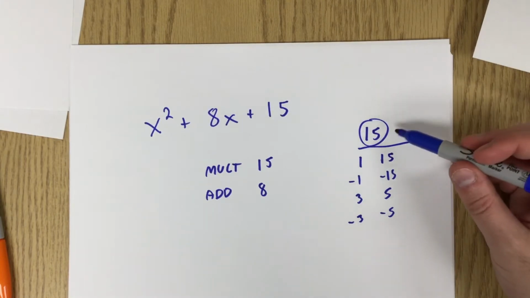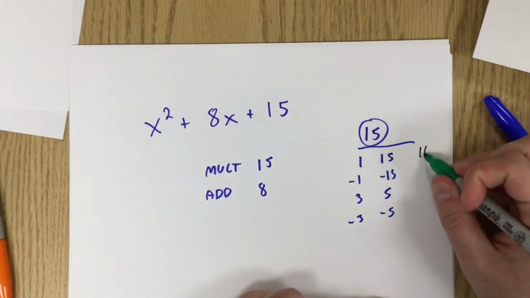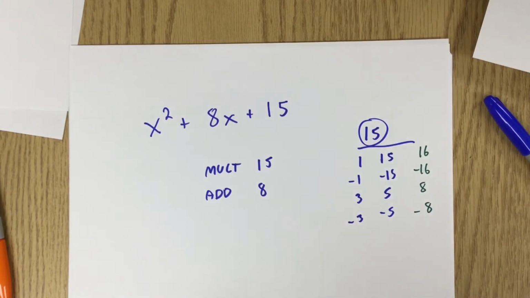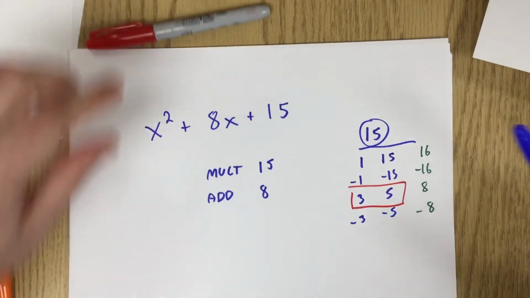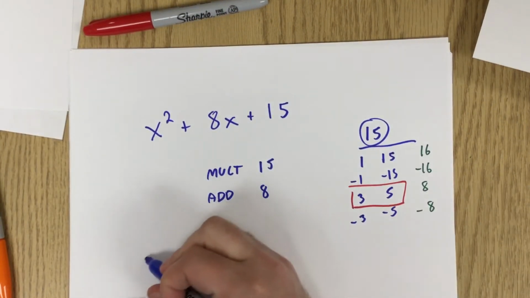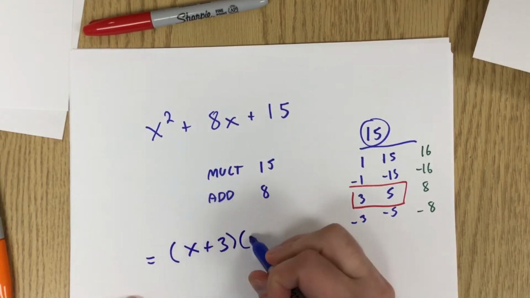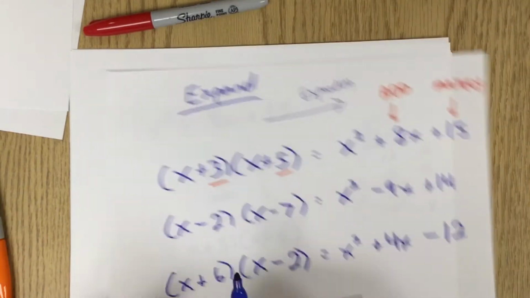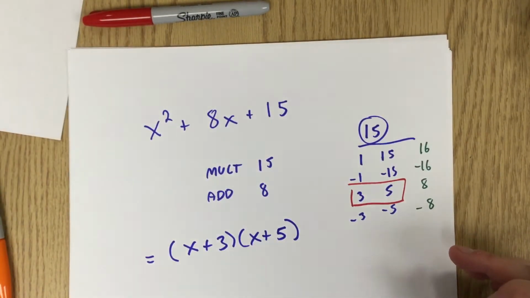Now, it's going to multiply to 15, and we want it to add up to 8, though. So what do these guys add up to? 1 plus 15 adds up to 16, negative 16, 8, and negative 8. Which means that these are the numbers that work. So if these are the numbers that work, then when we factor this, it's going to be equal to x plus 3 and x plus 5. Which was the answer. We already knew that, but now we've actually found it in a different way.